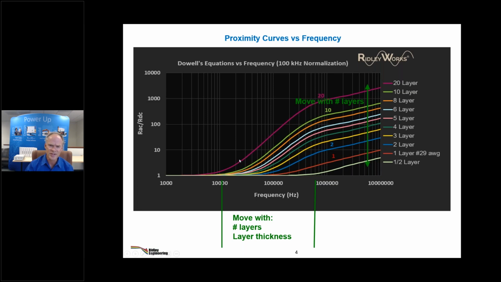But then there's a transition region asymptote here, which is a slope of 2. So when you go 10 times the frequency, you actually go 100 times the AC resistance. So you get a rapid climbing of AC resistance in this region here. You can see on these curves that it's falling right in our switching frequency region.